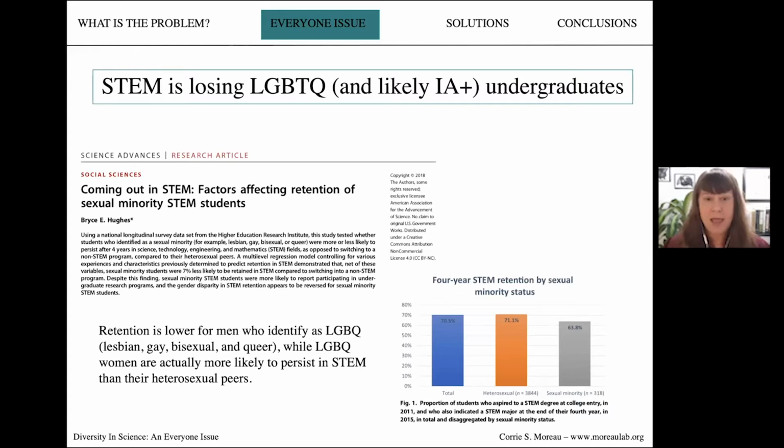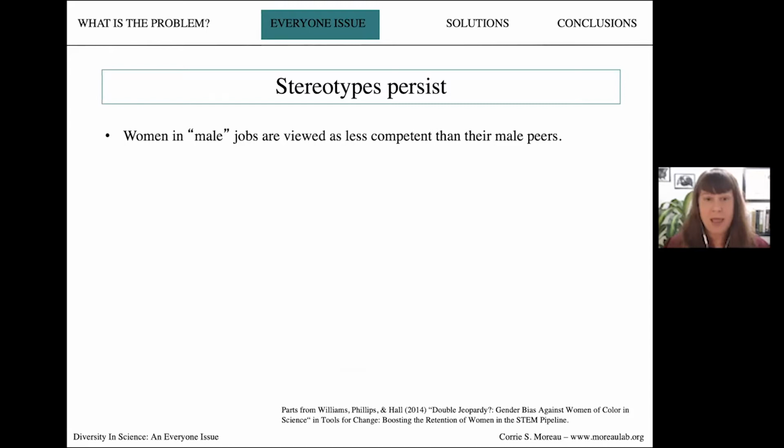We know that LGBTQIA status can also impact your ability to feel welcome in STEM fields. And so what we see is that we have lower retention for men who identify as LGBTQ. In this study, they didn't include the IA+. But LGBTQ women were more likely to persist in STEM fields than their heterosexual peers. And this is really having an impact on not just their ability to thrive, but even their remaining in STEM programs. And so we see that people who identify as LGBTQIA are more likely to transfer to humanities programs than their heterosexual peers.